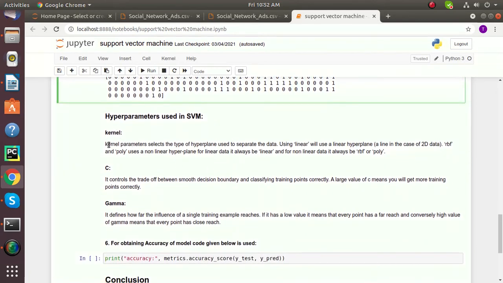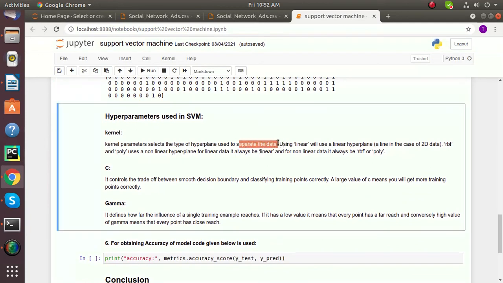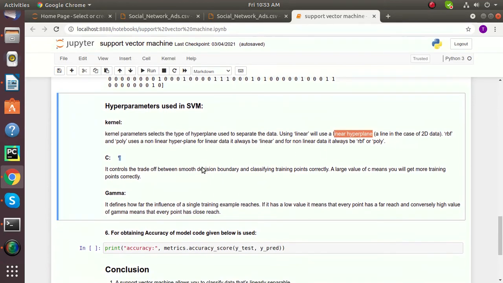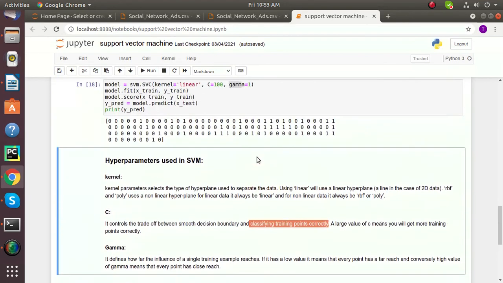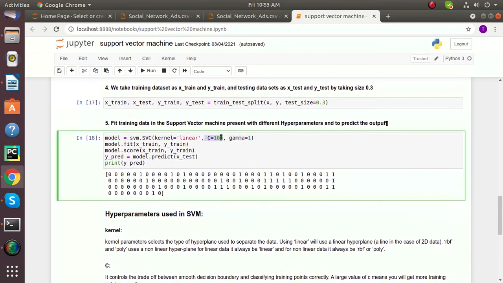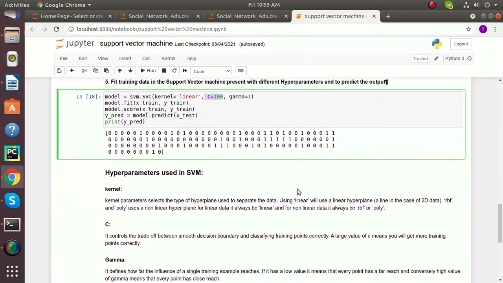The kernel parameter is basically used to separate the data. Using linear, we will use a linear hyperplane, as I've shown you in that image, it was a linear hyperplane, a straight line. C basically controls the trade-off between a smooth decision boundary and classifying training points correctly. If we use C equal to 100, it will show you the best result.